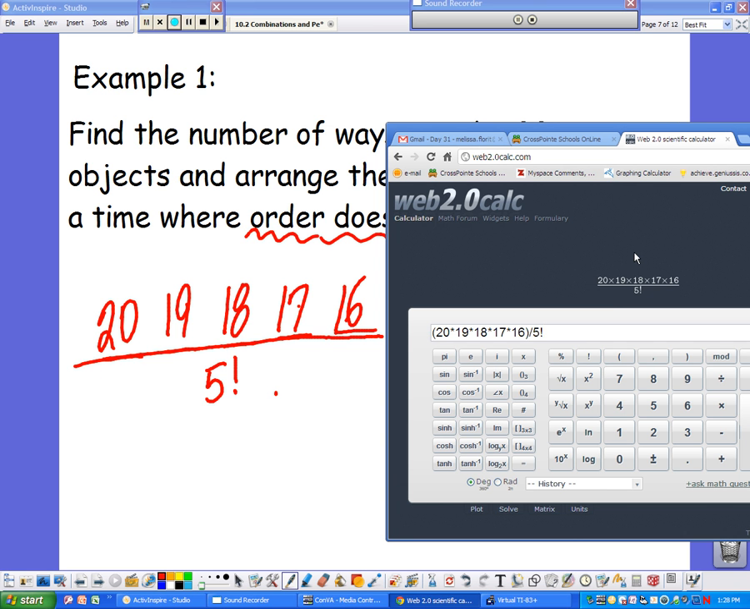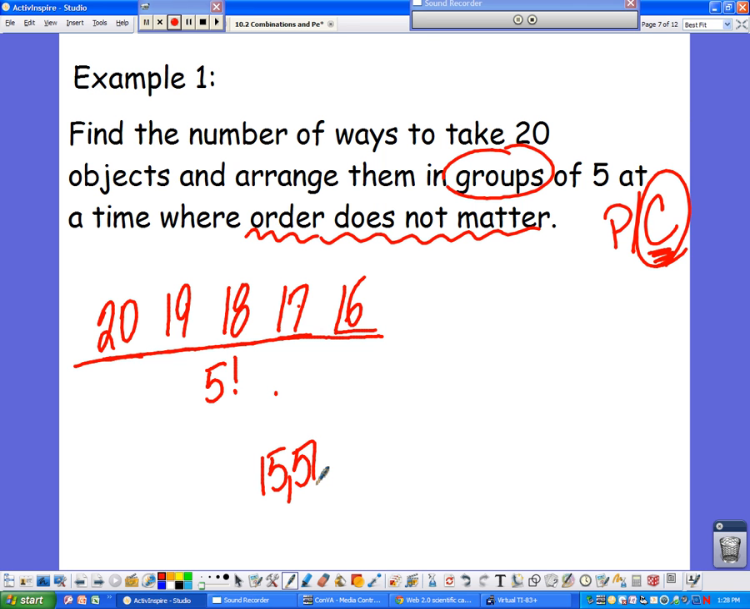You hit the equal button, and this thing will do all of the work, and you find out your answer is 15,504. So you have 15,504 ways that you can arrange all of the people. All right, take a look at example number 2.